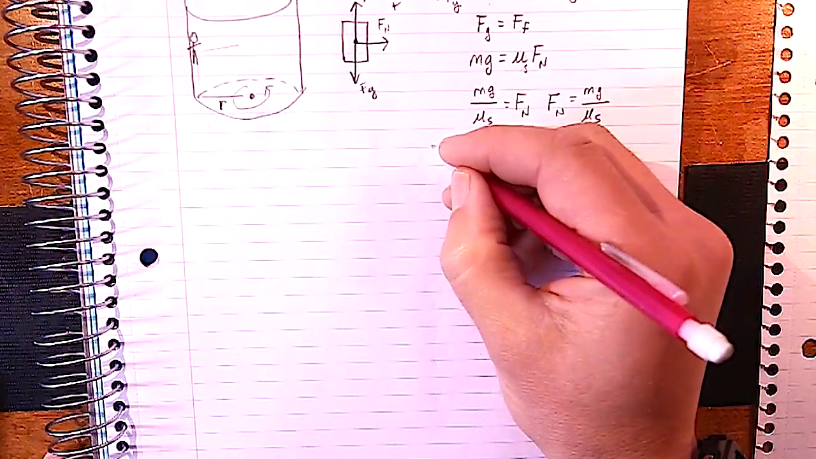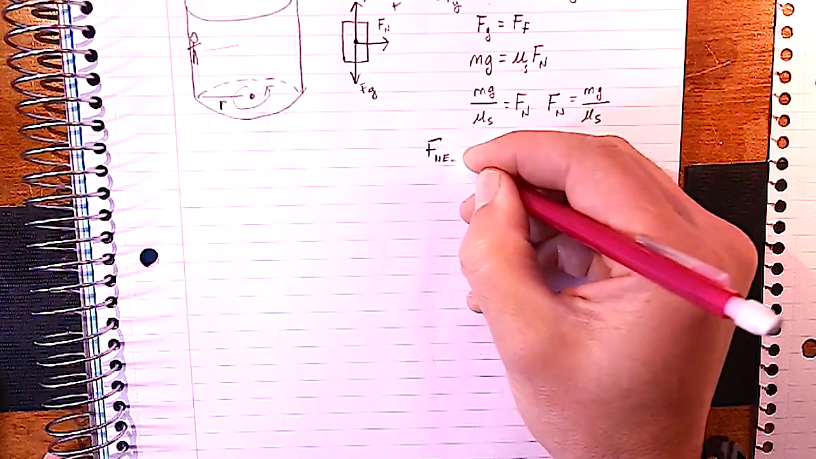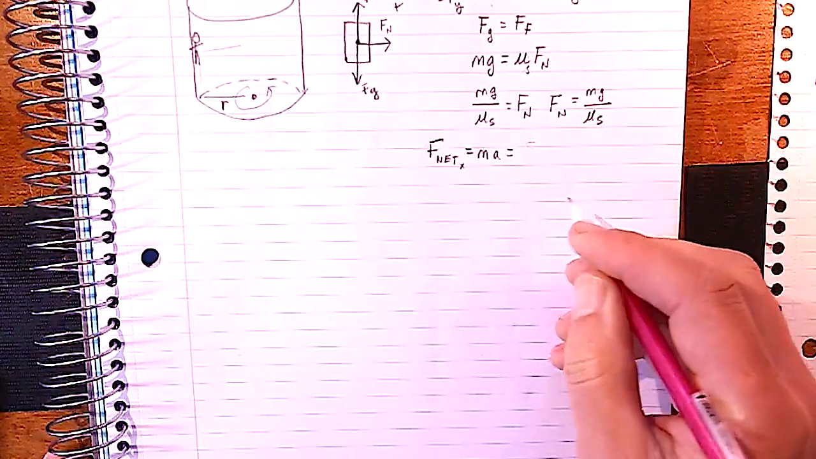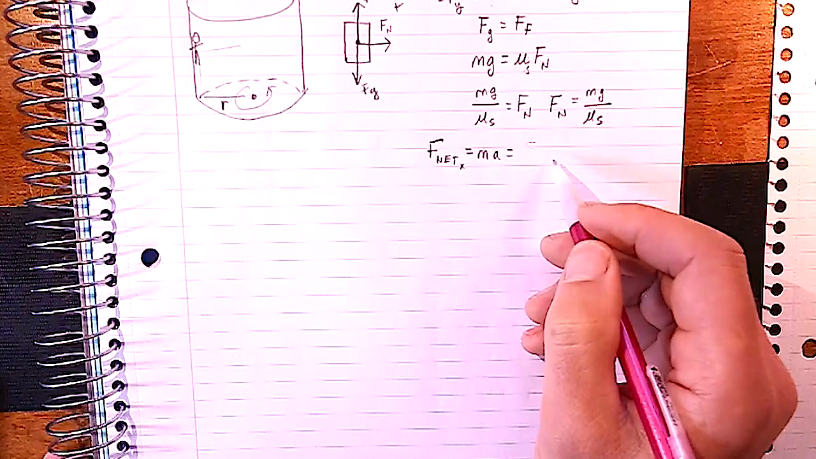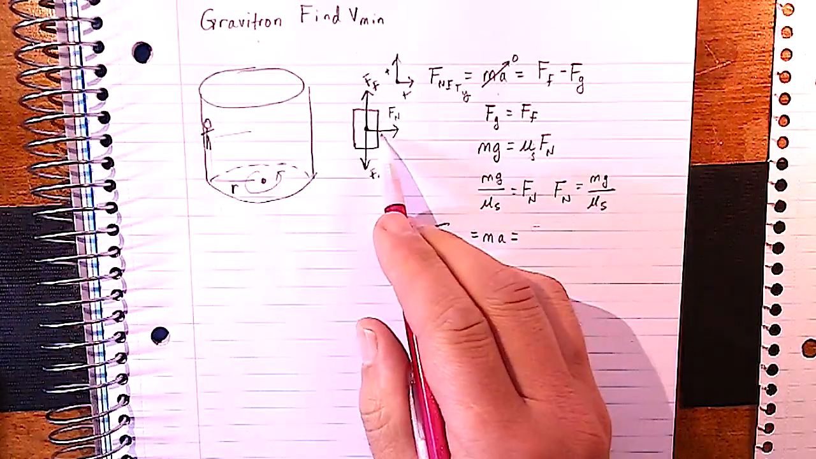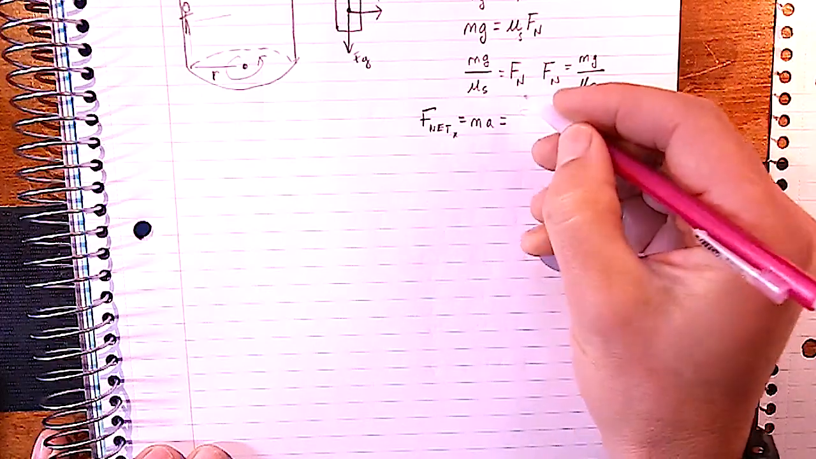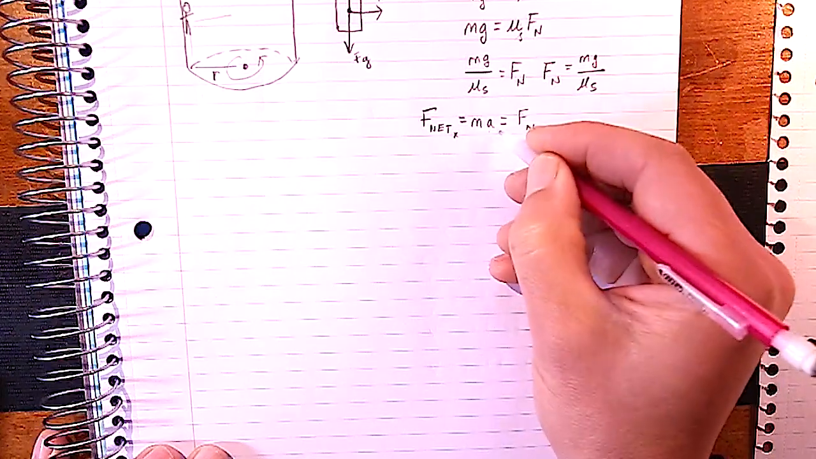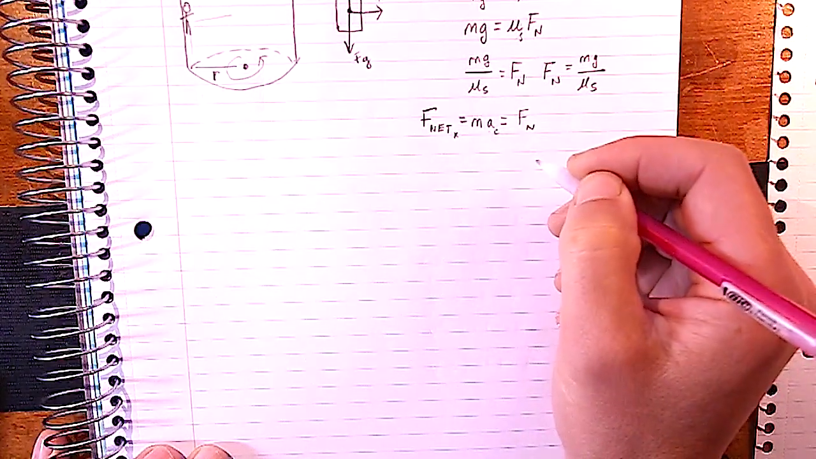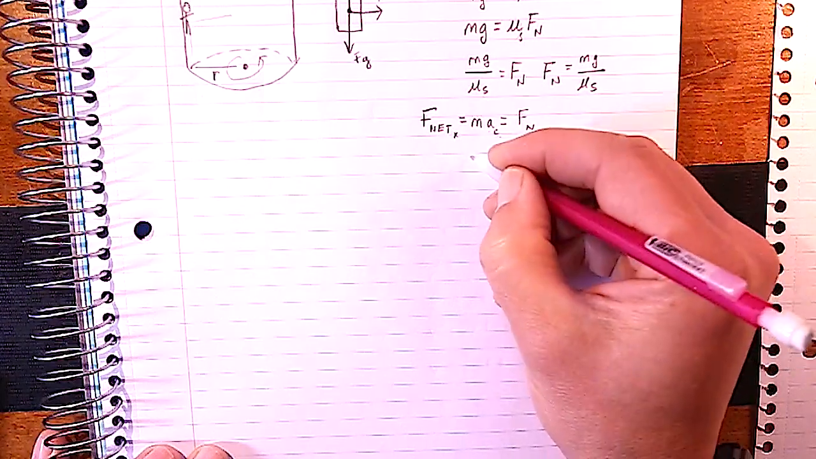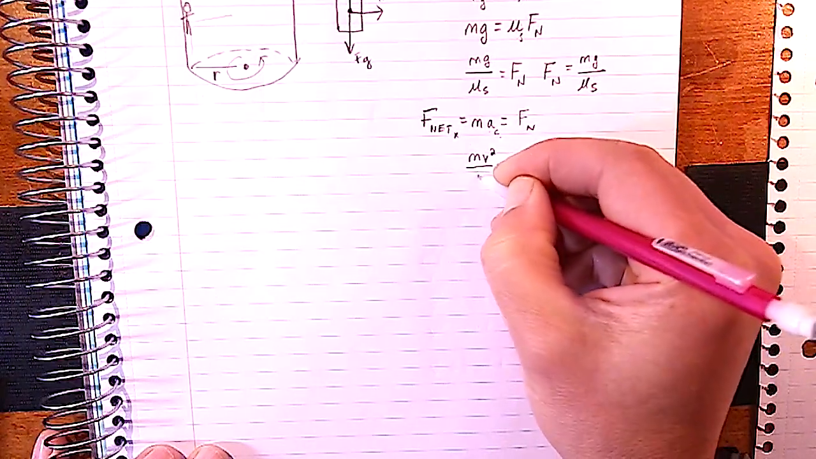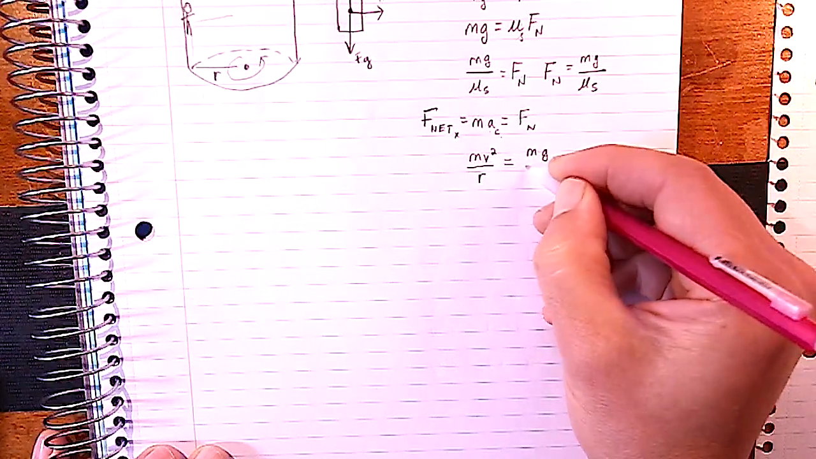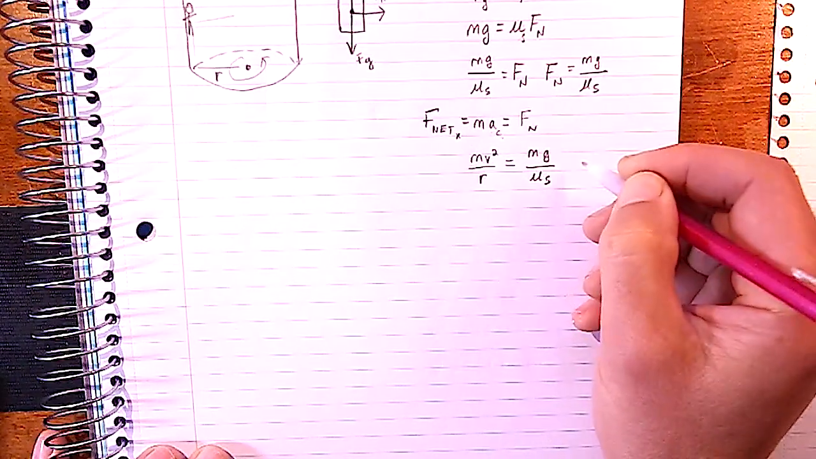And the way that we're going to do that is with an F net x equation. So we have F net x equals ma, and what's the only force that's acting in the plane of acceleration? Well, that's our Fn. So we can say F net x equals ma equals Fn. A, we know this is a net force to make something go in a circle, so that's a_c, which we can replace with v squared over r. And that's going to be equal to mg over mu s.